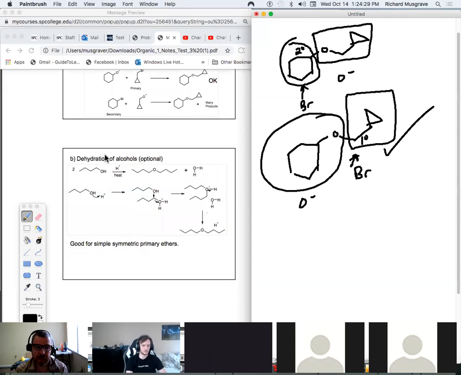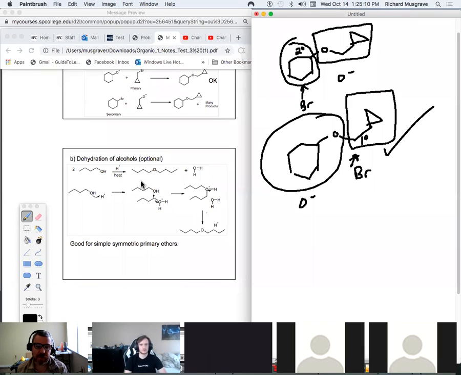Another method for making ethers, and I've marked it optional because it's not one I put on the test, but I'm including it because it is a common way of creating ethers, and that is to dehydrate an alcohol. Simple ethers are often made by taking an alcohol and hitting it with acid and heat, and that allows for the formation of an ether. This is good for simple symmetric primary ethers, and most ethers out in the world are simple symmetric primary ethers. Now, often we'll also include something called a molecular sieve.